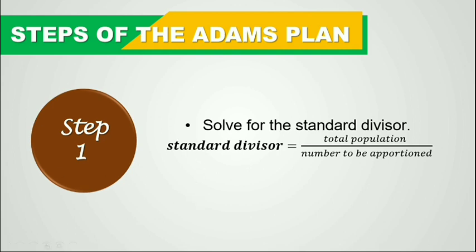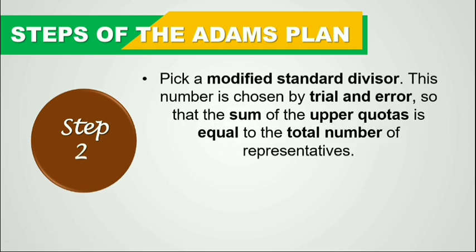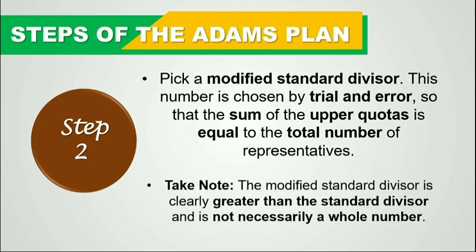And then second, you have to pick a modified standard divisor. So this number is chosen by trial and error so that the sum of the upper quotas is equal to the total number of representatives. And then you have to take note that the modified standard divisor is clearly greater than the standard divisor and is not necessarily a whole number.